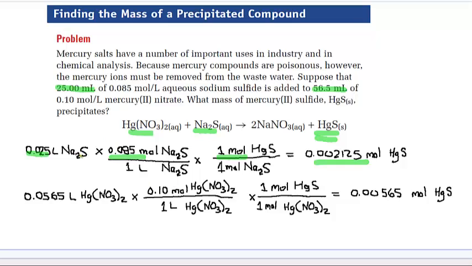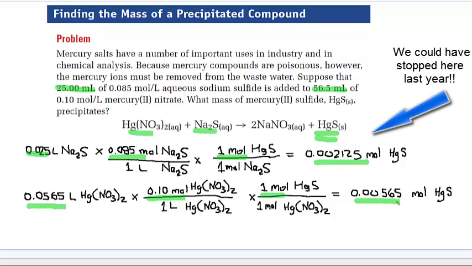Then we take our second reactant in its volume, multiply it by its molar concentration, again a molar ratio with the first reactant and the precipitate, to get the moles of our precipitate once again.